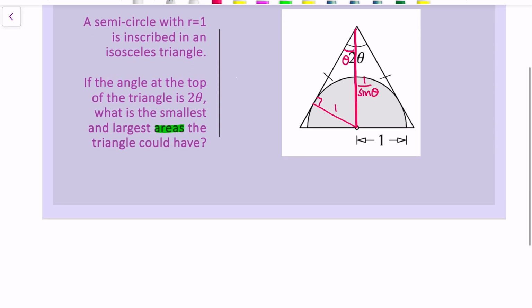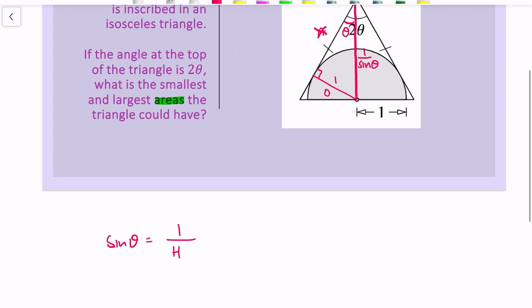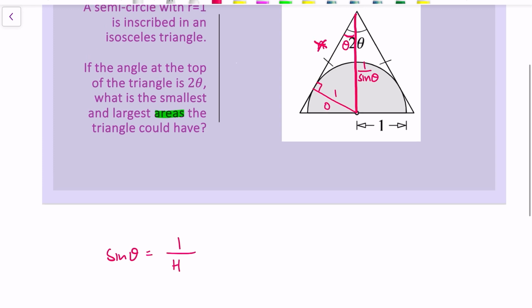Okay, and that's just by labeling the sides. That's the adjacent side of the right angled triangle. The opposite side is 1. We don't care about the adjacent side of the triangle. Opposite and hypotenuse means sine of theta. So we have sine of theta equals opposite over hypotenuse, and then rearranging that equation gives us the hypotenuse is 1 over sine. Okay, so that's the height of the triangle.